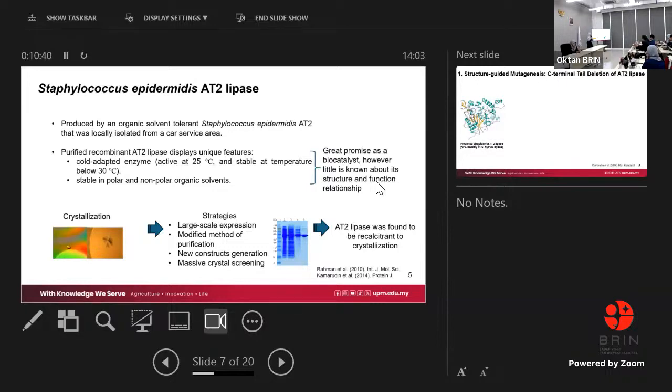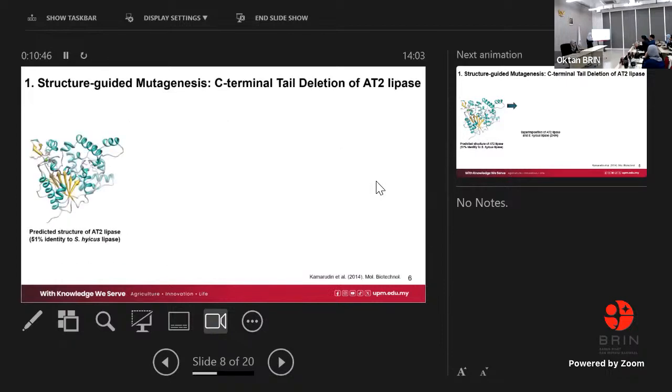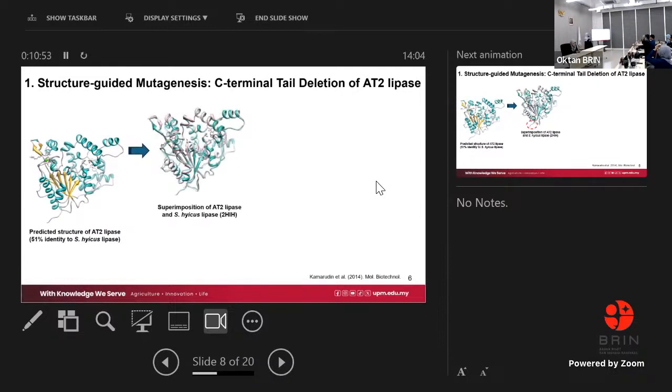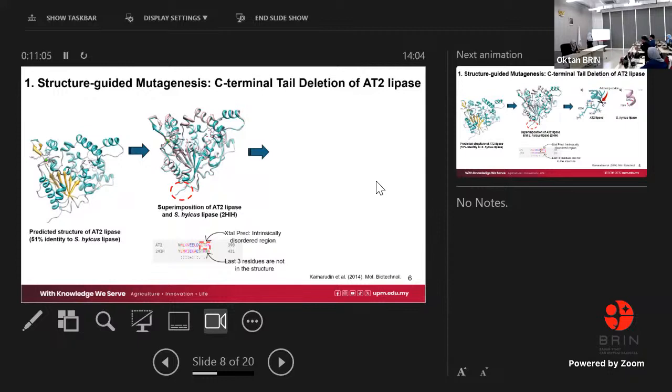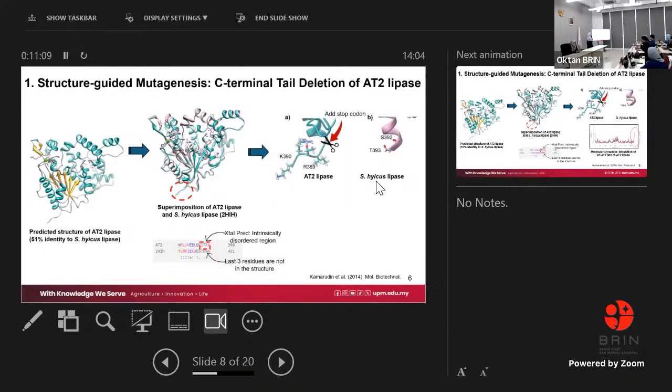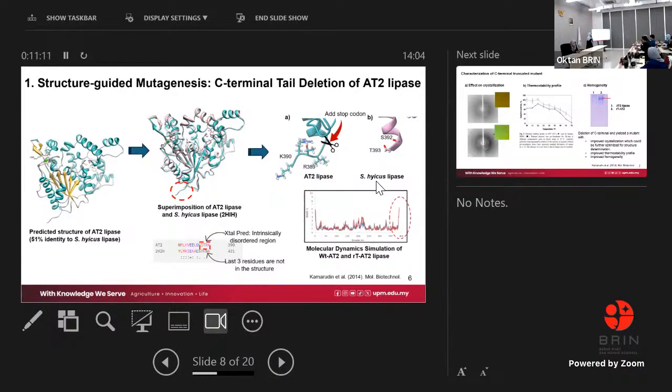Many studies reported that probably we should look into the structure of the enzyme. So what we did next is we predicted the structure of 82 lipase with the only one available structure. Then we managed to get the structure, superimposed it with the available structure, and tried to find any dissimilarity between the structures.